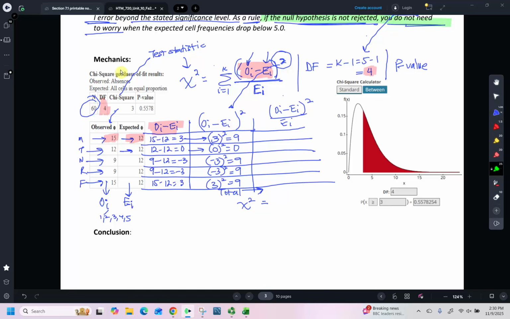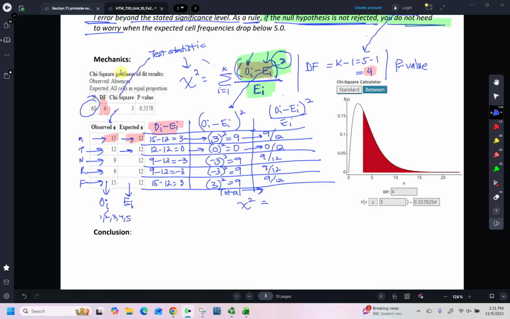Now, the next step would be to take that squared value and divide it by the respective expected value. In other words, the 9 we just got is divided by the expected value, which is 12 for each of the rows. So similarly, I have 0 divided by 12, 9 divided by 12, 9 divided by 12, 9 divided by 12.